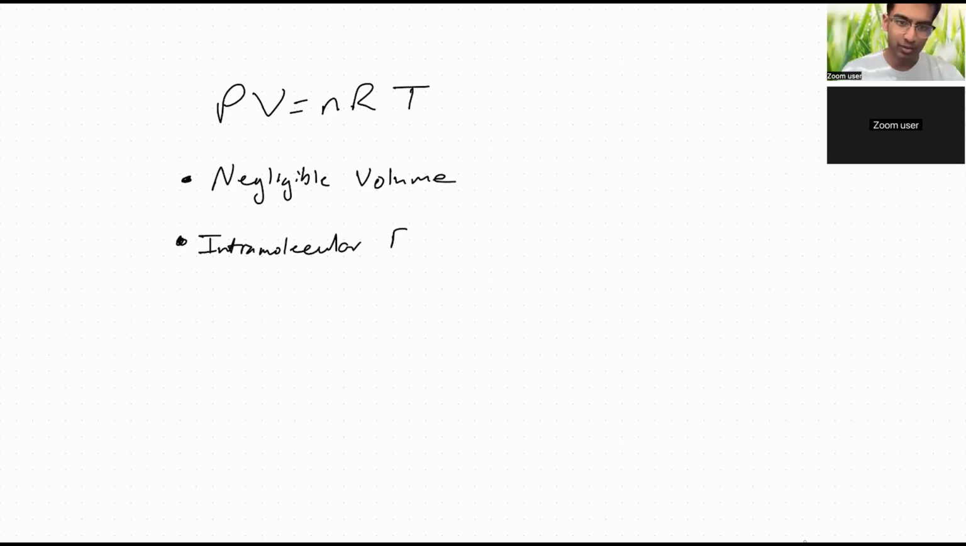so these are stuff like the dipole-dipole, hydrogen bonding, and the small instantaneous dipoles that you get, the dispersion forces. But the key here is that these intermolecular forces, we assume, are zero. So there are no intermolecular forces. And so the question is, at what conditions are these actually realistic, right? So let's talk about the negligible volume.